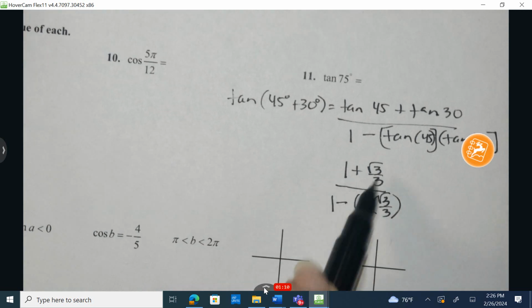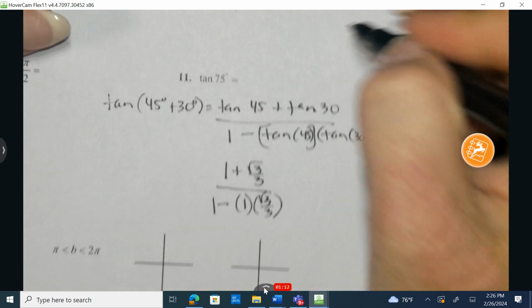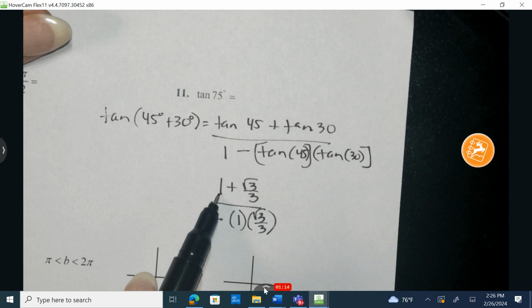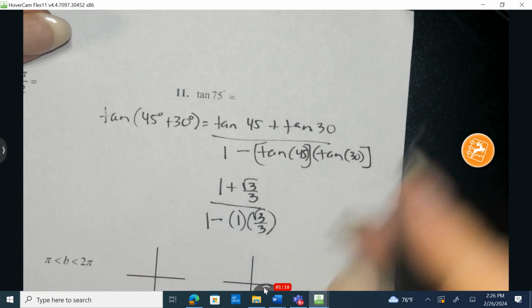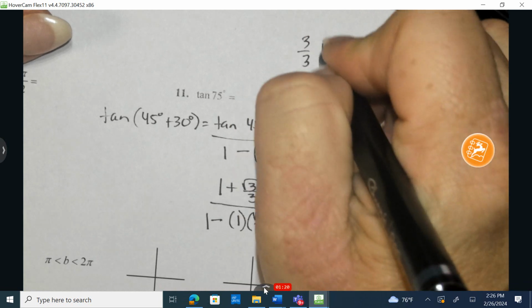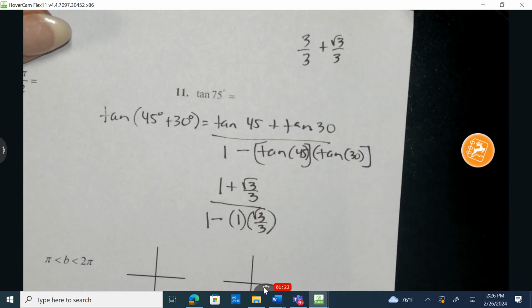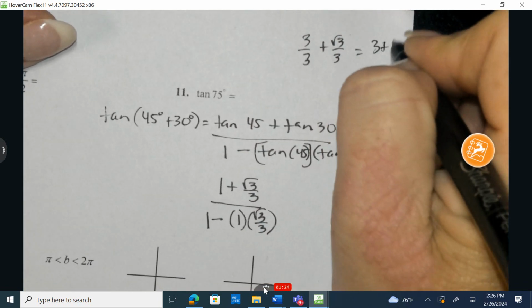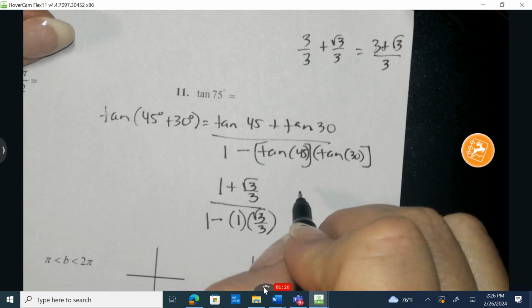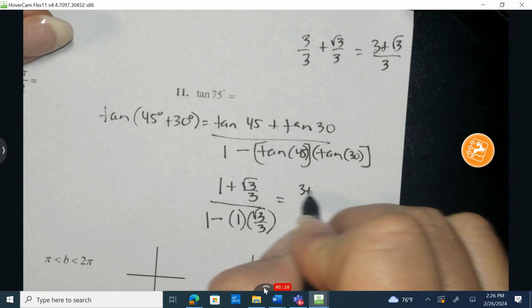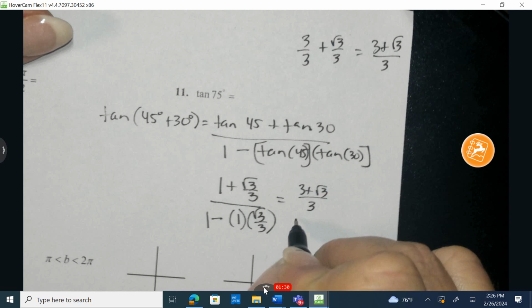So I'm going to do the butterfly method here up top. So let me come up to the top here. I know I can write 1 as 3 over 3. 3 over 3 is the same as 1. So 3 over 3 plus radical 3 over 3. And that is 3 plus square root of 3 all over 3. That's going to be my numerator. 3 plus the square root of 3 all over 3.